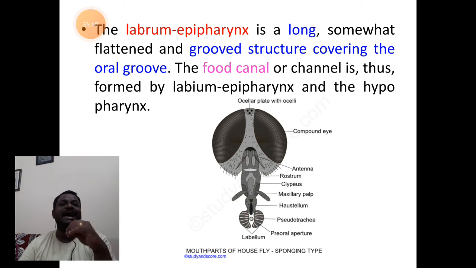The last part it has is, down, the structure of labellum.